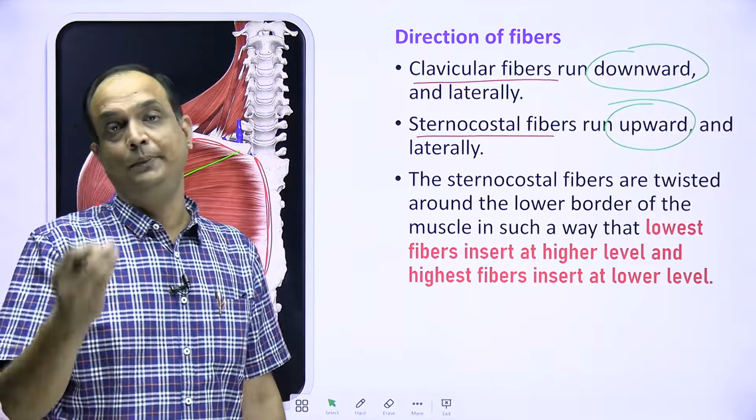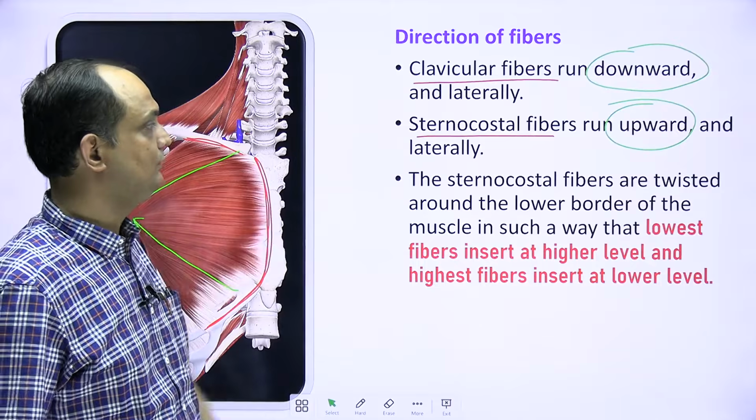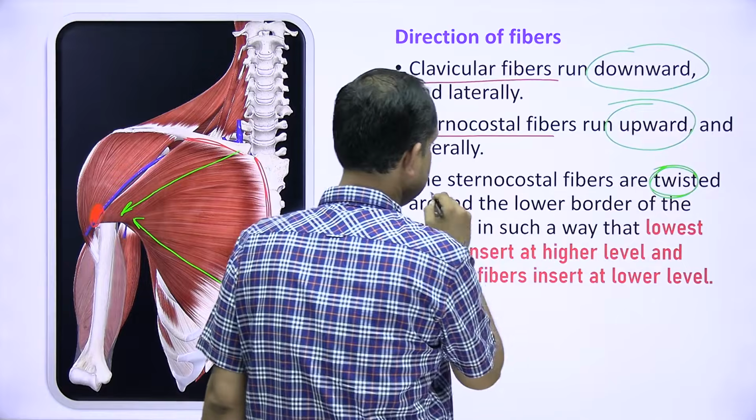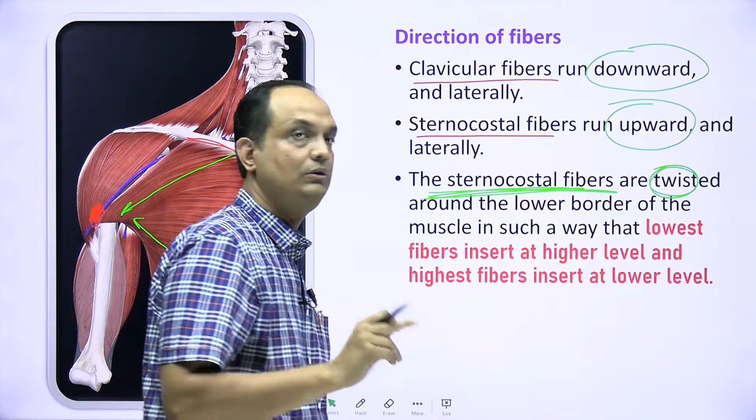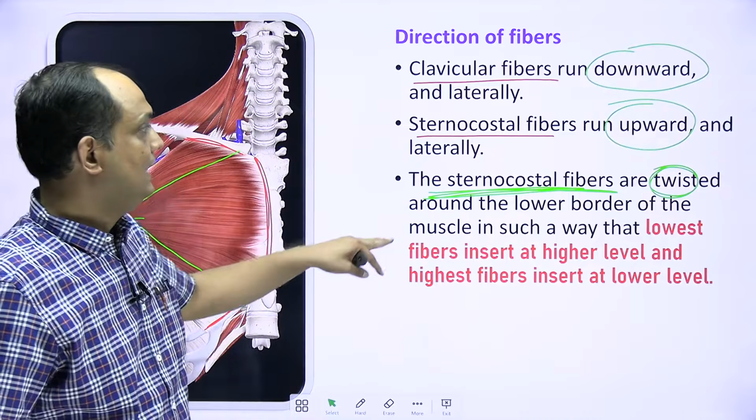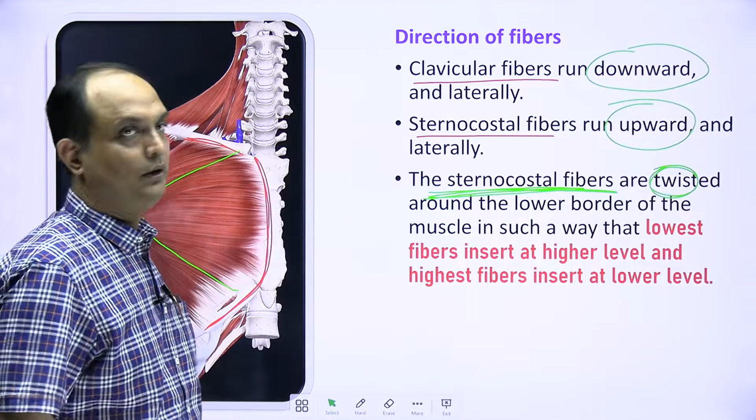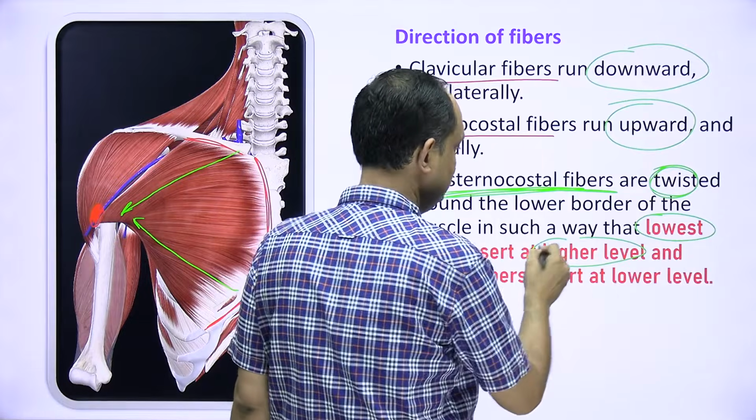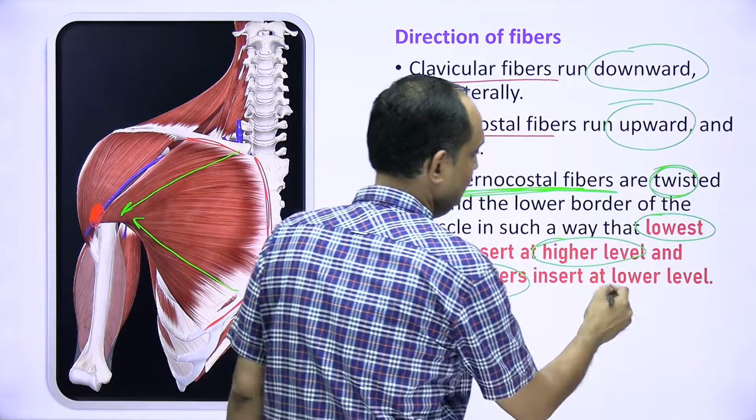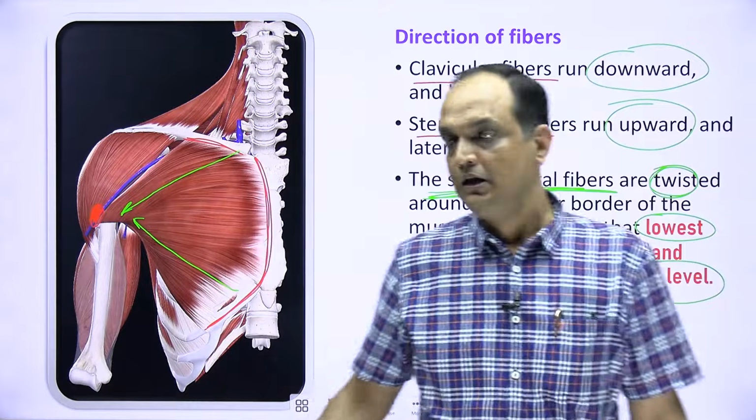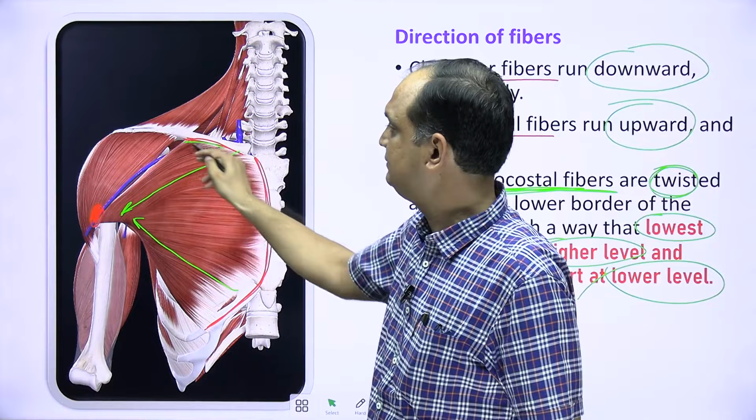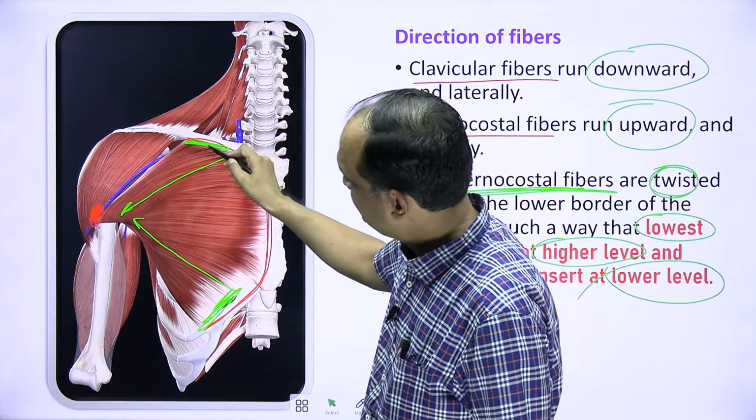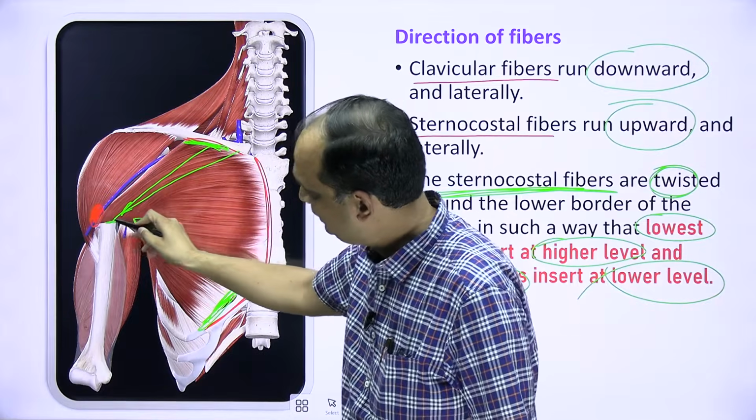Now, there is one more important thing to understand: the sternocostal fibers twist. This twisting occurs only in the sternocostal fibers, not in the clavicular fibers. The twisting occurs around the lower border of the muscle in such a way that the lowest fibers have a higher insertion and the highest fibers have a lower insertion. What does it mean? These are the highest fibers and these are the lowest fibers. These highest fibers are inserting here at the lowermost part.